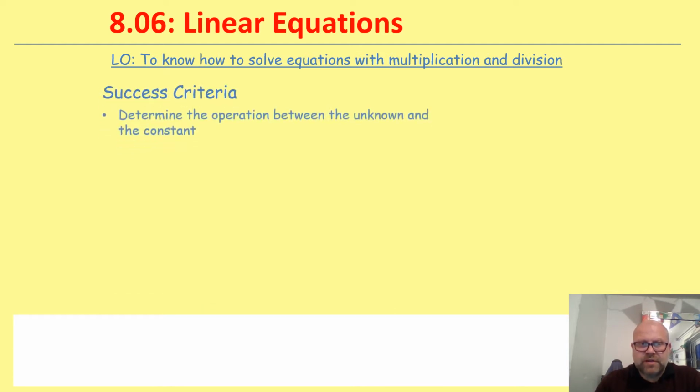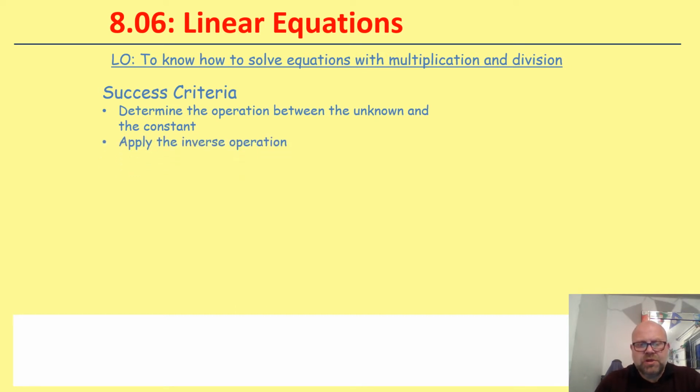Your success criteria is to determine the operation between the unknown and the constant. So the operation is add, take away, multiply, divide, and we're looking at multiplying and dividing today. The unknown is the letter, the x or the y, and the constant is the number. It's called a constant because it never changes. We're going to apply the inverse operation. So if you've watched lesson 1, you would know that inverse means opposite. And then we're going to solve the equation to find the value of the unknown. So your answer will look similar to the last lesson. So it would be x equals 5, x equals minus 6, x equals 4 over 9, something like that.